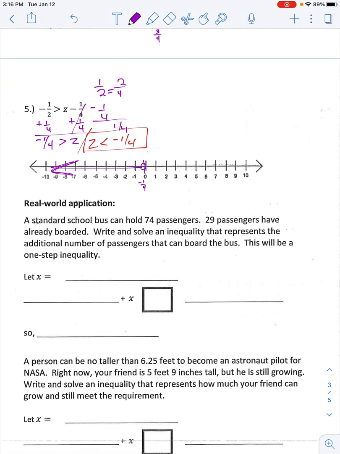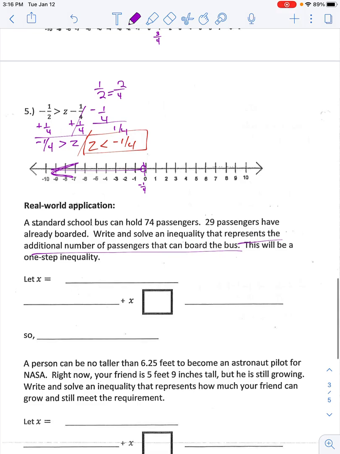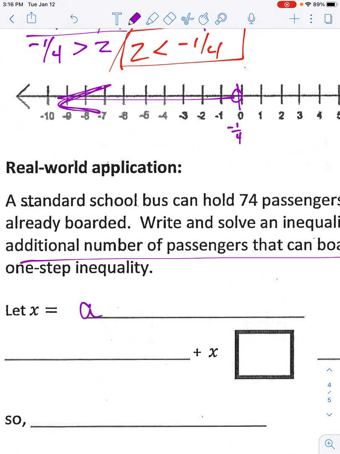Okay. All right, let's do a few word problems, see if we can set up these inequalities. A standard school bus can hold 74 passengers. Okay. That's all it can hold, no more than 74. 29 passengers have already boarded. Write and solve an inequality that represents the additional number of passengers that can board the bus. This will be a one-step inequality. Let x equal, well, what are we trying to figure out? The additional number of passengers that can board the bus.